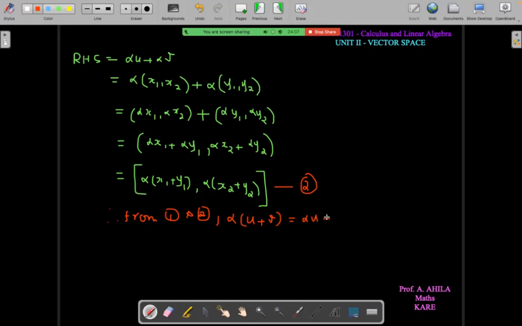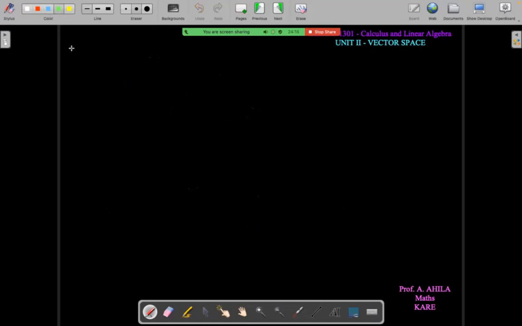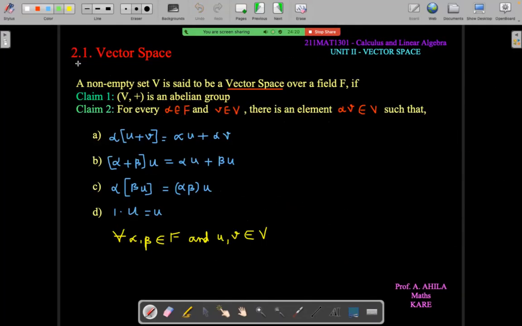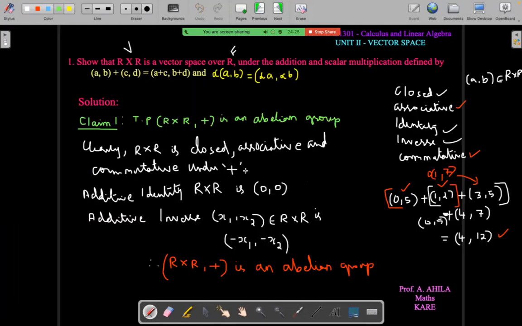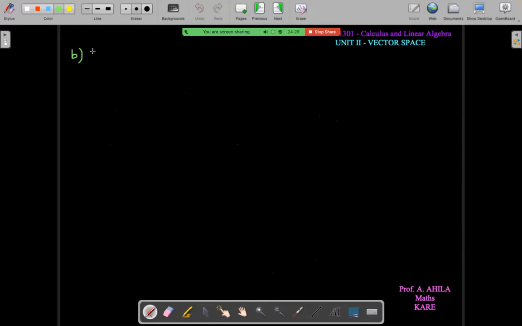Okay. Now we move to prove the second condition. What is our second condition as per the definition? The second condition as per definition is (alpha plus beta) into u equal to alpha u plus beta u. So we prove (alpha plus beta) into u equal to alpha u plus beta u, with alpha and beta two scalars. We need to prove that.